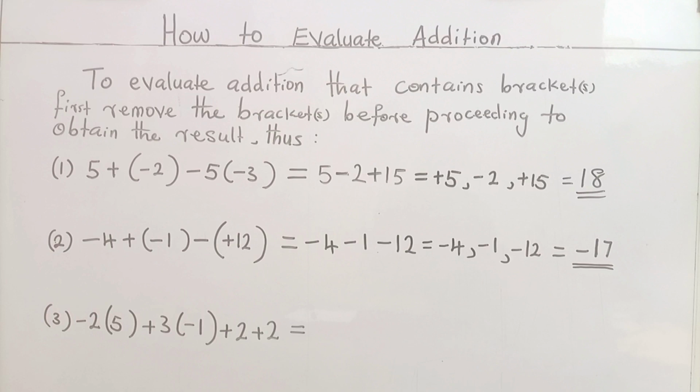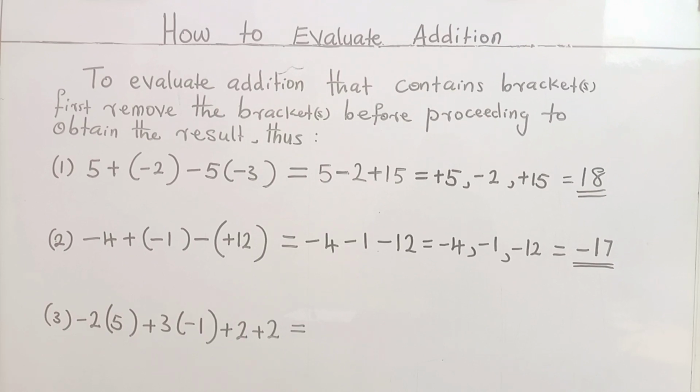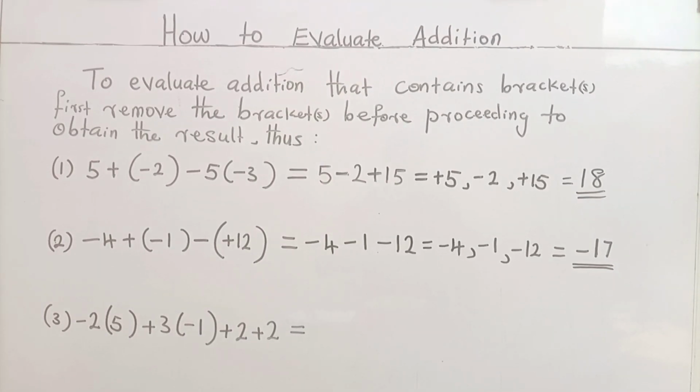What about this number 3? Again, pause for a while to check if you can get the answer without me. All right, cross-check your process and your answer with mine. Minus 2 bracket 5 plus 3 bracket minus 1 plus 2 plus 2. Let me tell you what the next line of action is, and you compare it with yours.